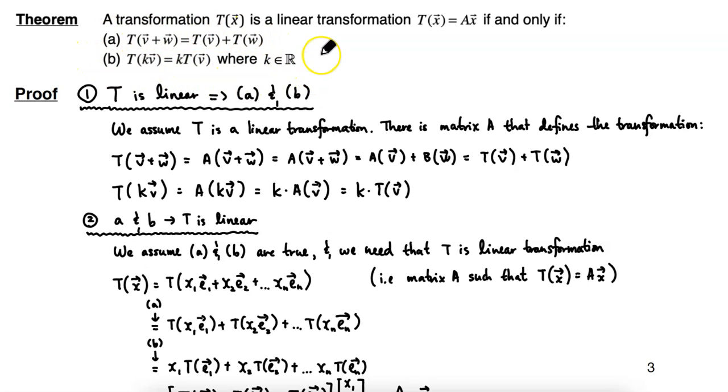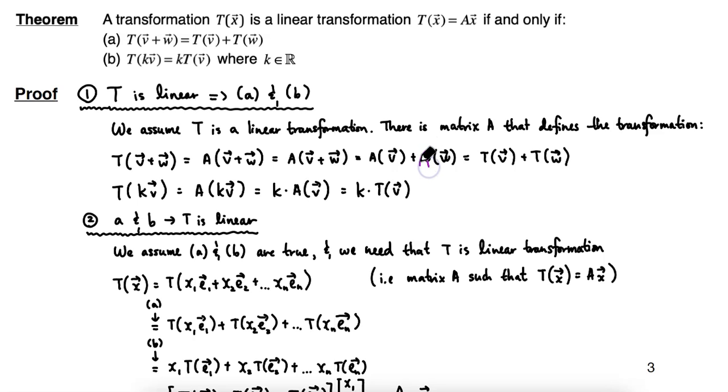So, firstly, we're going to go from the top to the bottom. We're going to assume that T is a linear transformation, which means there is a matrix A that defines the transformation. And we're going to try to show that A and B are automatically true. So if we assume that T is a linear transformation, then there exists a matrix A that defines the transformation. And that means T of V plus W can be written as matrix A times V plus W. And this is equal to A times V plus A times W.